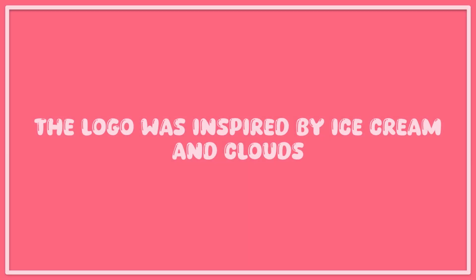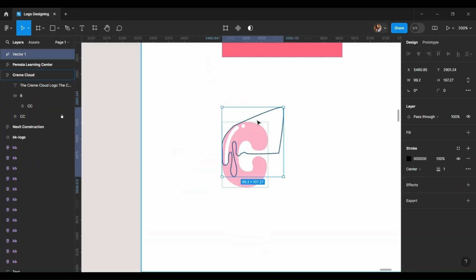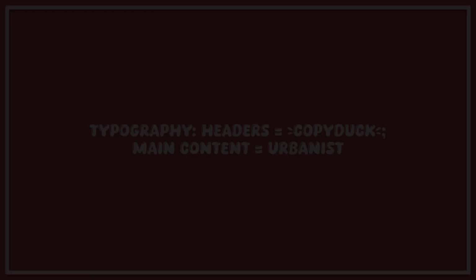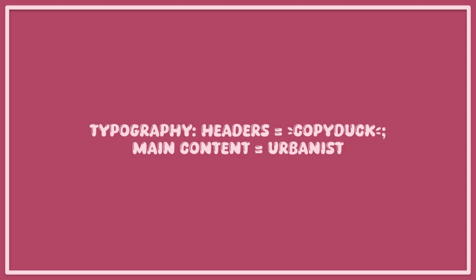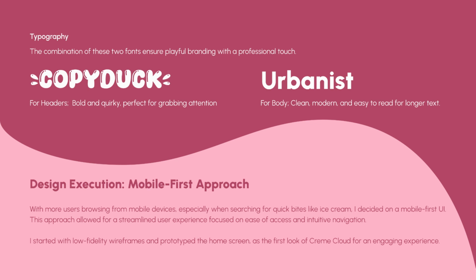Okay, now moving on. The logo that I had designed for this project was mainly inspired by ice cream, obviously, because it's an ice cream project, and clouds. So there's this little snippet I recorded myself while doing the logo. I sketched first and then I took it to Figma because I was more comfortable with Figma than Illustrator. For the fonts, I used Copyduck and Urbanist. Mainly I used Copyduck because it gives a more playful and fun vibe.